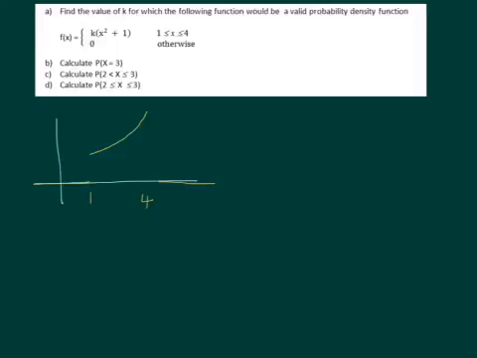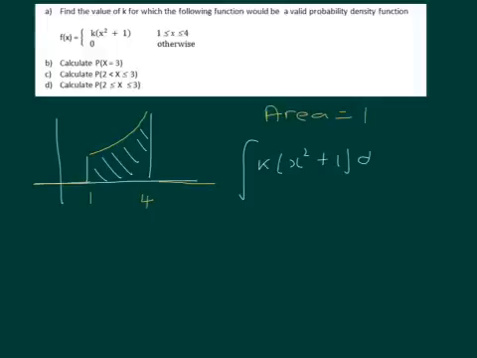So we're asked to find the value of k for which it's a valid probability density function. Well, it's a valid function if the area under the curve equals 1. So how do we find the area? Well, we need to use some integration. So we know that this area here is 1. So what we know is that the integral of k times x squared plus 1 between 1 and 4, the total area is 1. So we need to integrate.